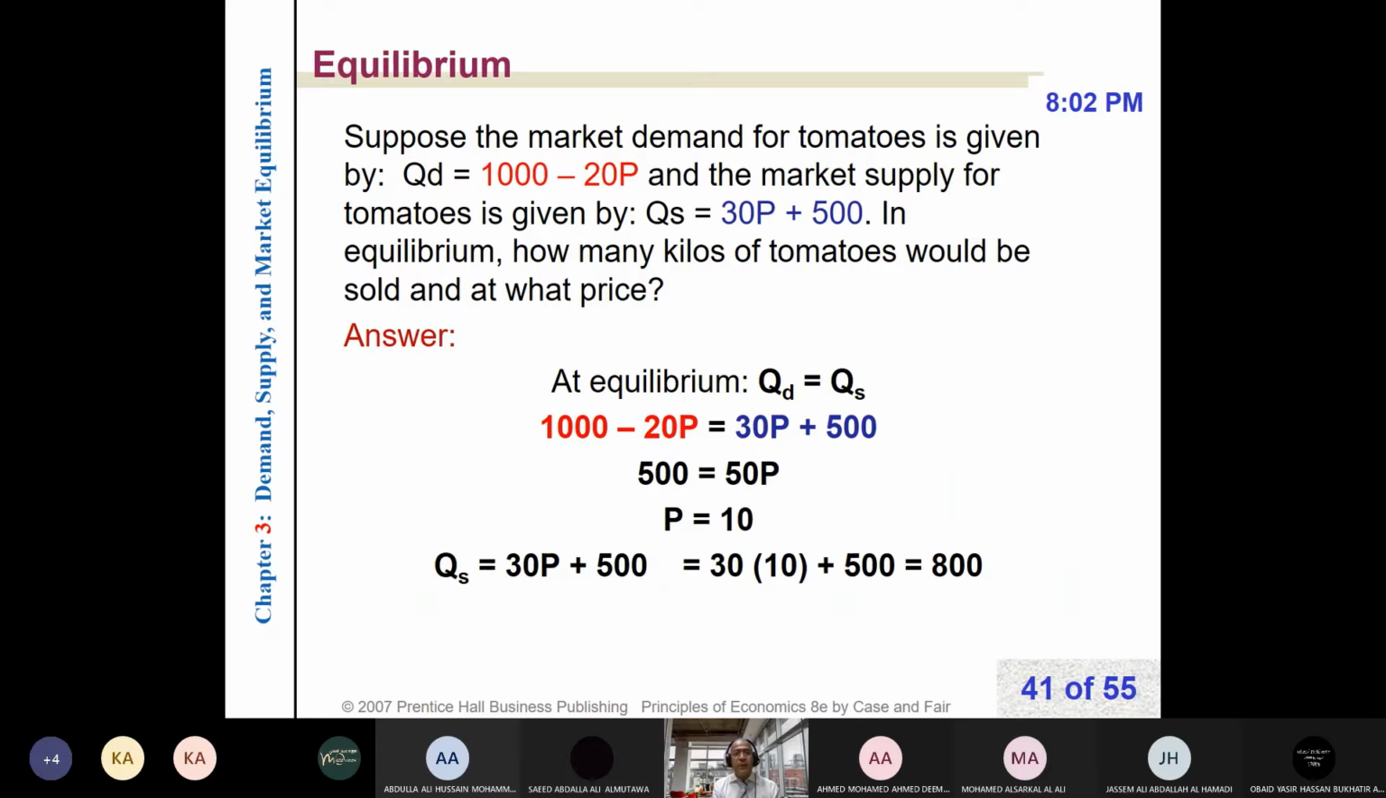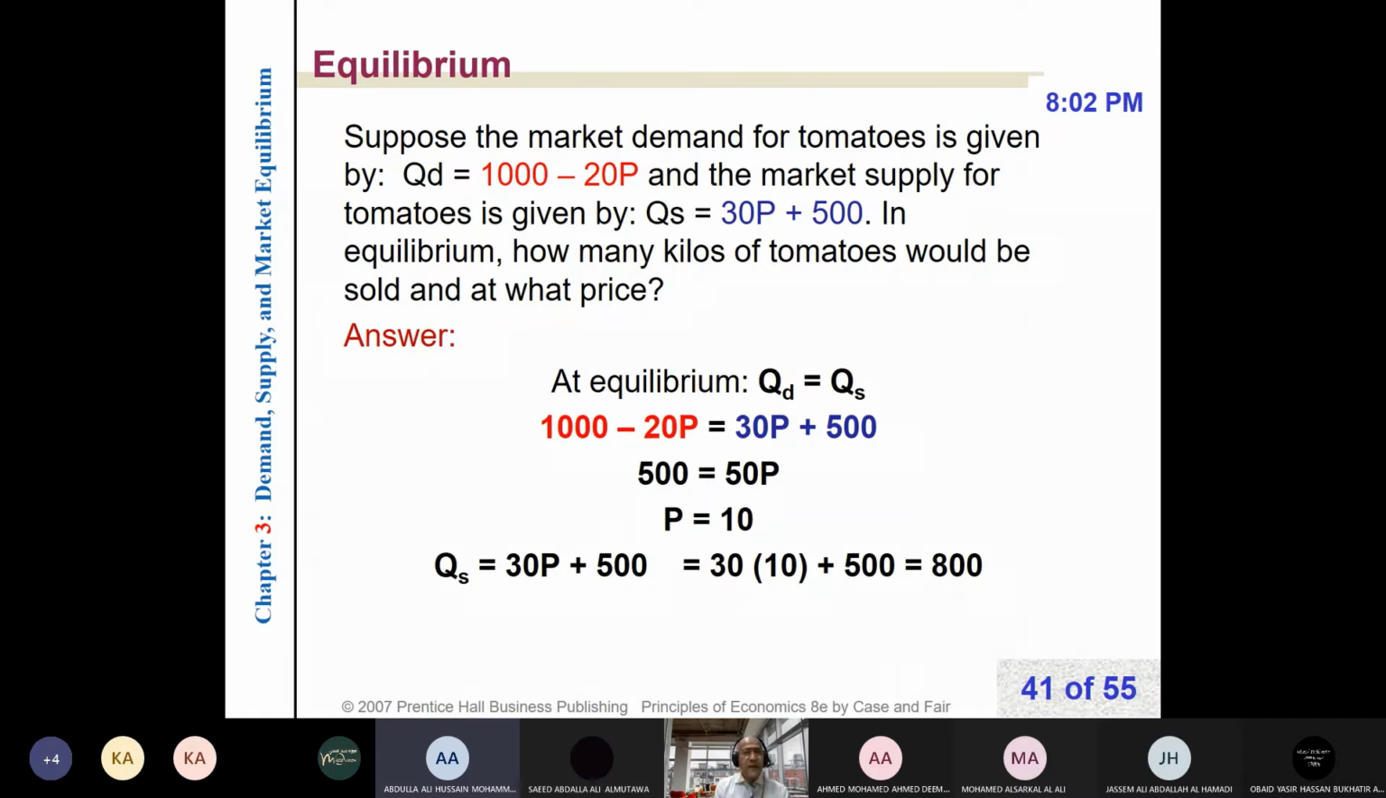So Abdullah Ali will read the question for me. Suppose the market demand for tomatoes is given by quantity demanded 1000 minus 20p, and the market supply for tomatoes is given by quantity supplied 30p plus 500. In equilibrium, how many kilos of tomatoes would be sold and at what price?